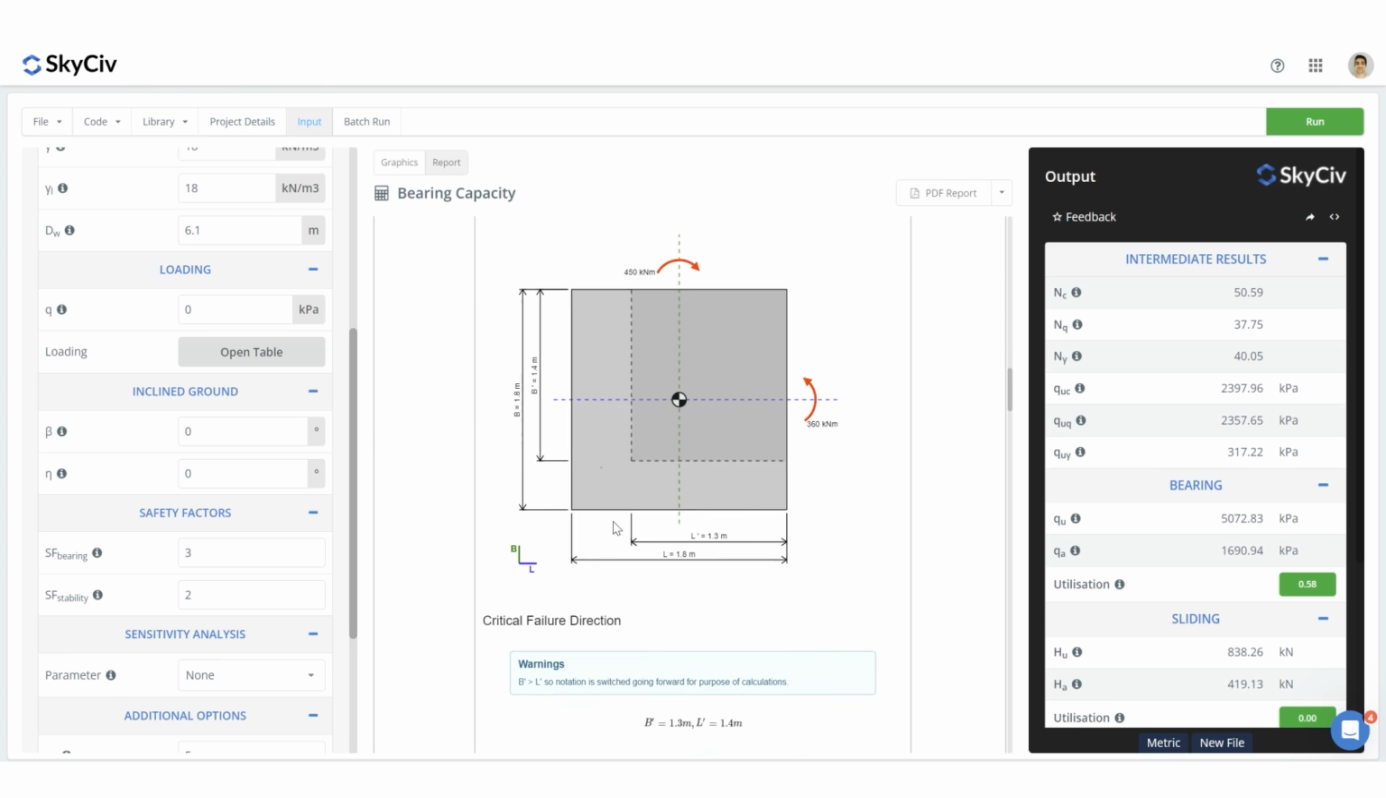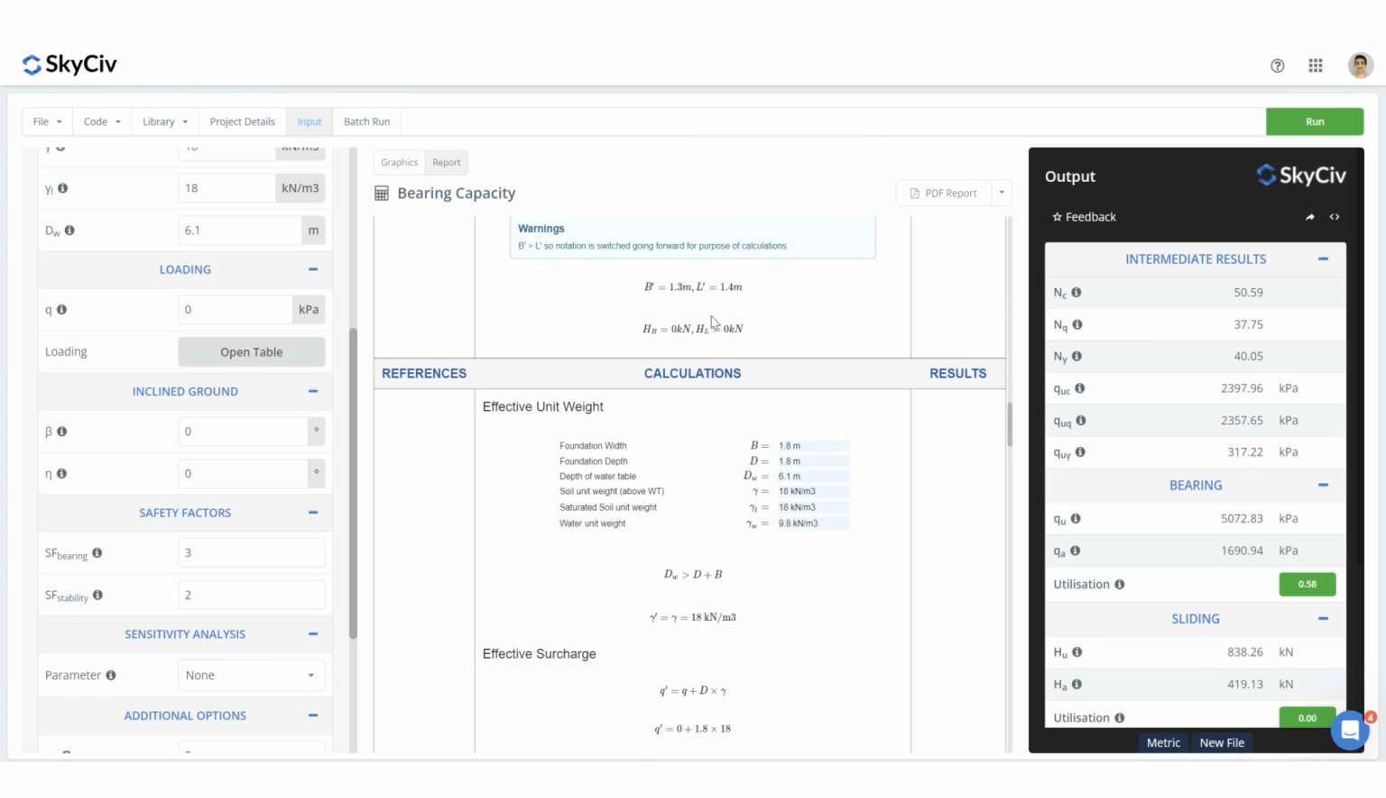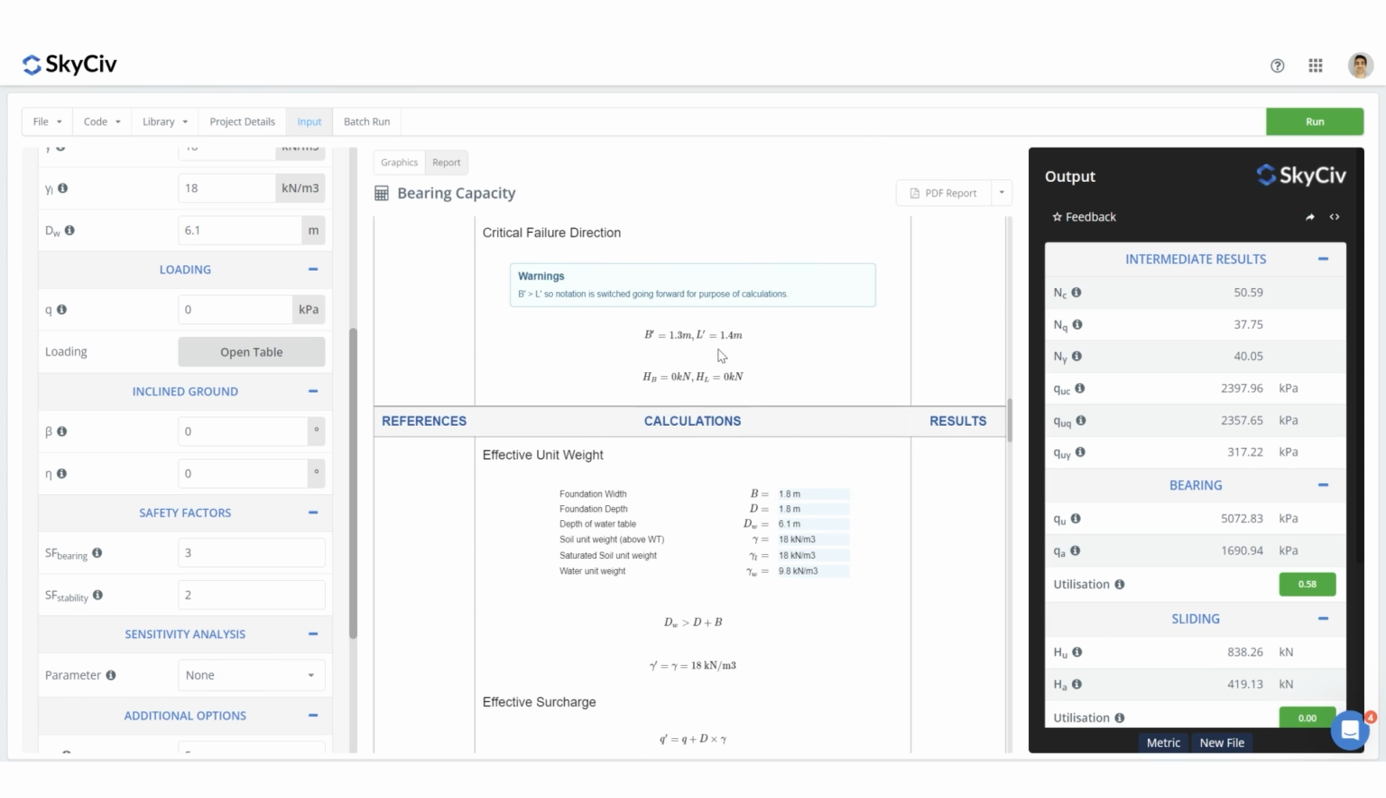But regardless, we've got the dimensions now, and we're going to use these dimensions in our design. So that's how we deal with having moments on our foundation. We just use these effective dimensions, and then we do the calculations as if we didn't have any moments at all.